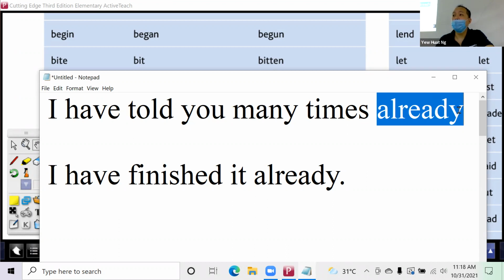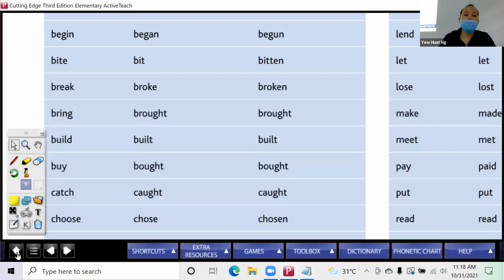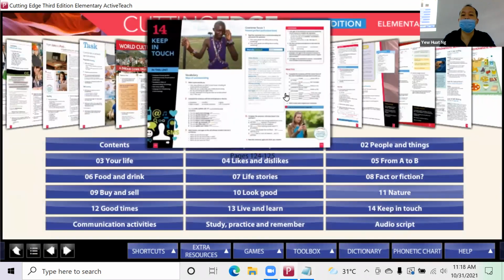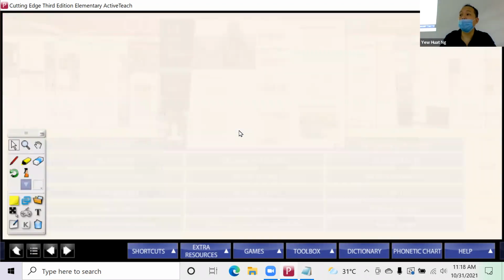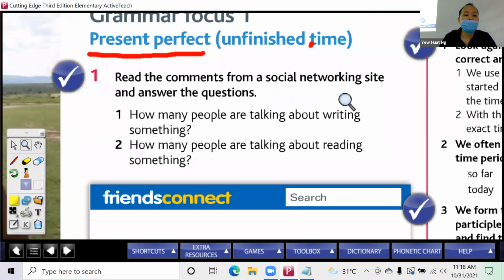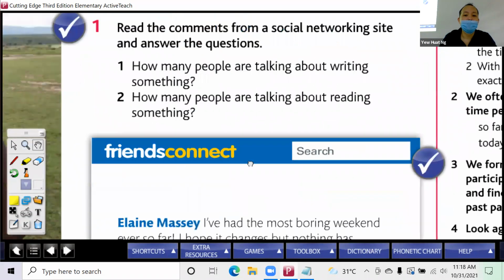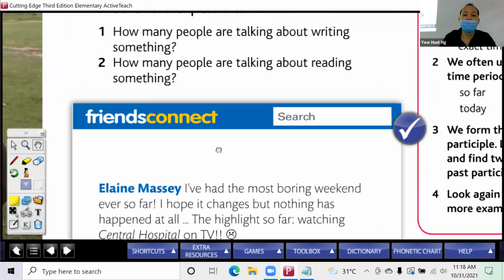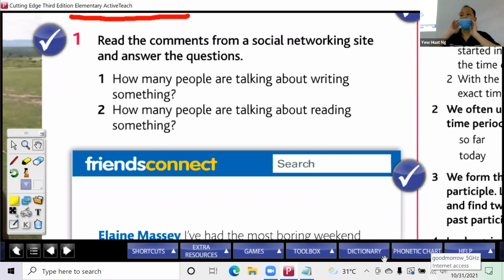Okay. So don't worry, we will talk a lot more about present perfect, but let's look at this part first. Can you just read all this first and answer for me 1 and 2? Okay, start please.